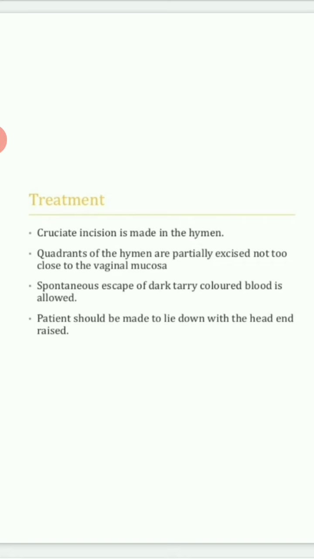Spontaneous escape of dark tarry colored blood is allowed, because the blood is thickened, as in hematometra; very dark colored blood is accumulated. So we should allow that. The patient should be made to lie down with the head end raised.